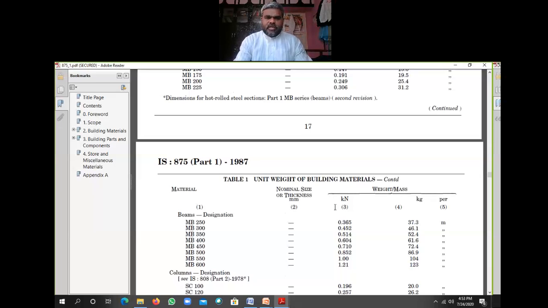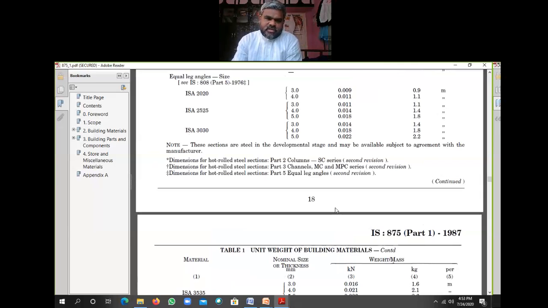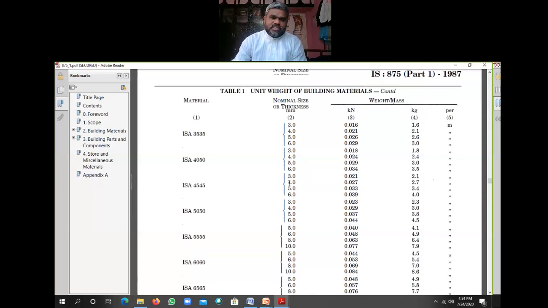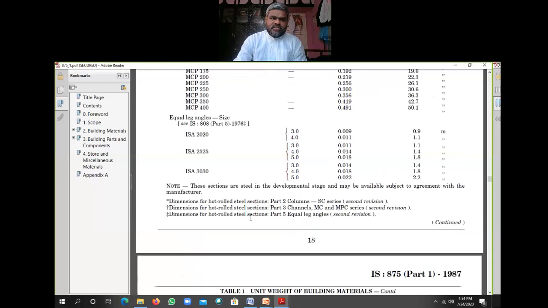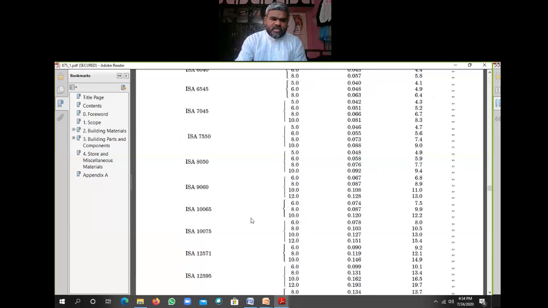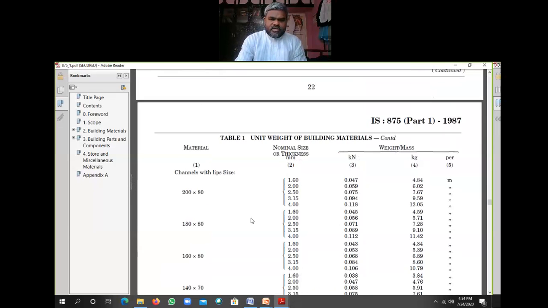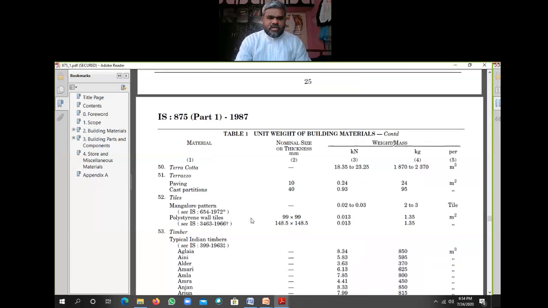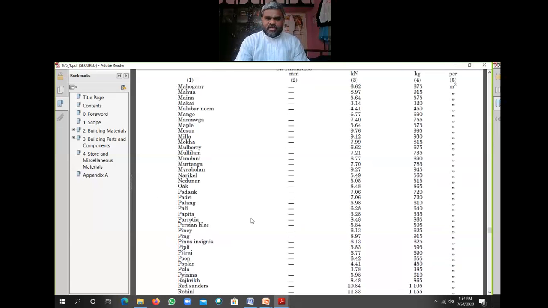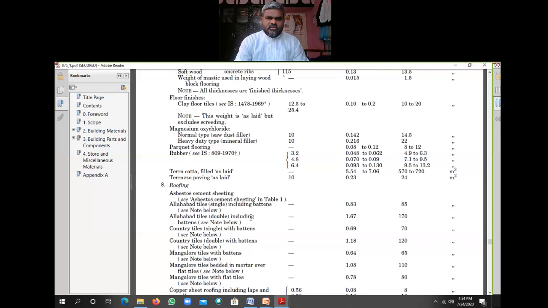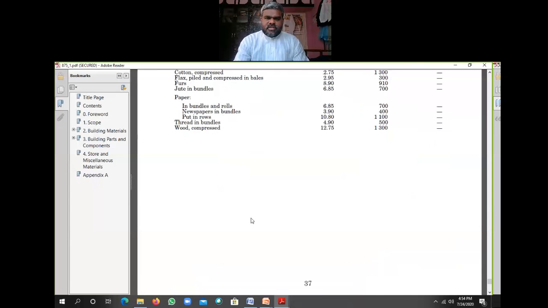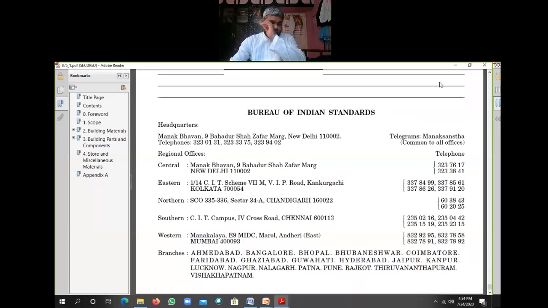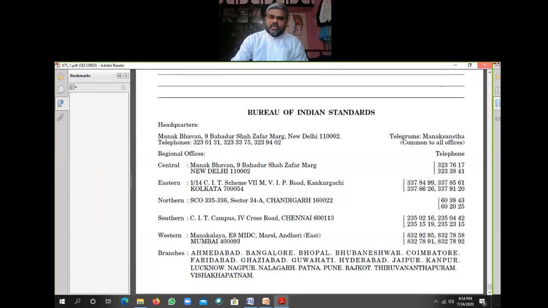Dead loads are calculated based on the unit weight of the material. Every material's unit weight has been covered, even the C channels. Unit weights of building materials like channels, Indian Standard angles, equal angles, unequal angles, beams, everything has been covered in this IS 875 part 1. So like this we can take the unit weight of whatever material we are using in the building design, and we'll calculate the loads accordingly, right?